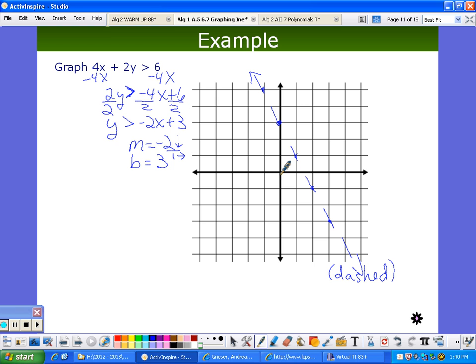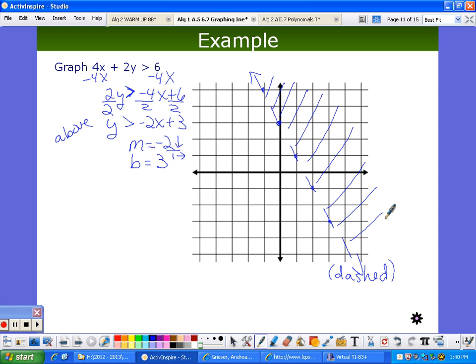Start thinking about it. This equation said I want to know where the y's are bigger than negative 2x plus 3. Bigger is above, so I want to be above the line. Where's above the line? Well, that's over here. So I'm going to shade up here, because that's where above is. If this had been a less than, I would shade below the line, and that would have been down here.